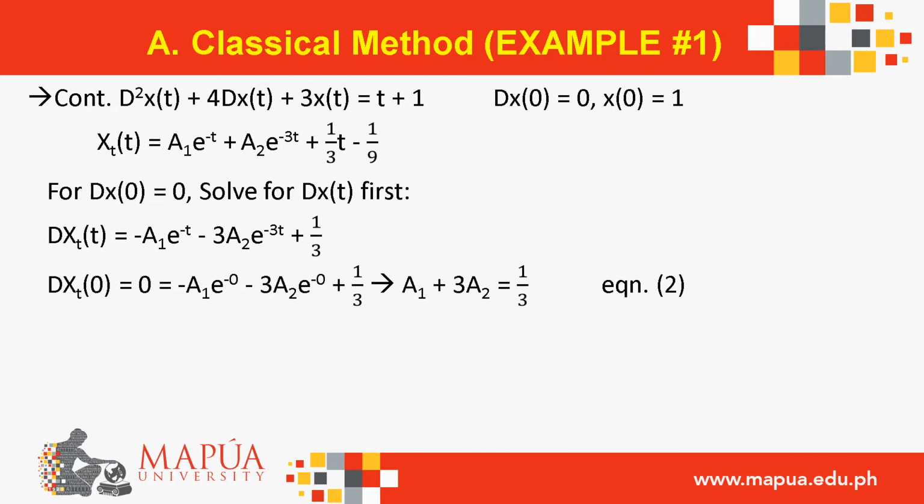By using the equations obtained recently, we will get the value of a sub 1 and a sub 2, 3/2 and negative 7 over 18 respectively, arriving to the final answer, x sub t of t is equal to 3/2 e raised to negative t plus negative 7 over 18 e raised to negative 3t plus 1/3 t minus 1 over 9.